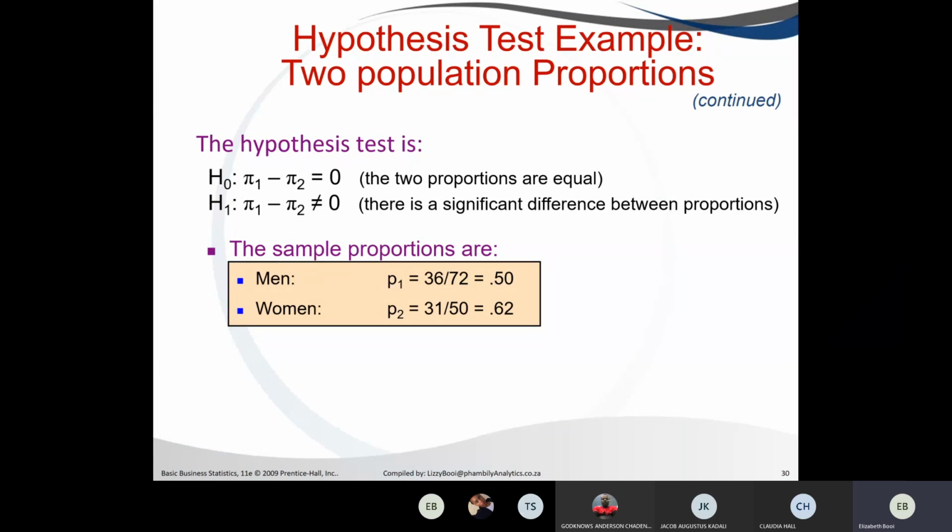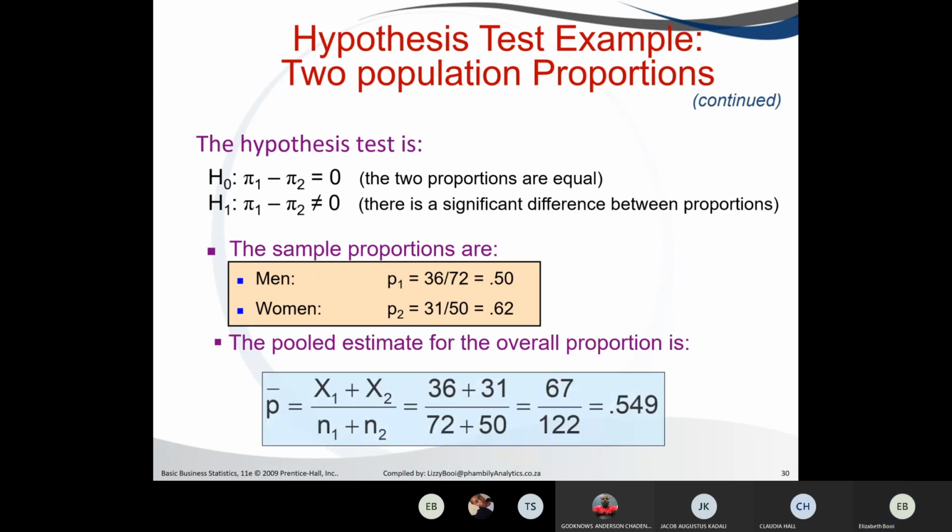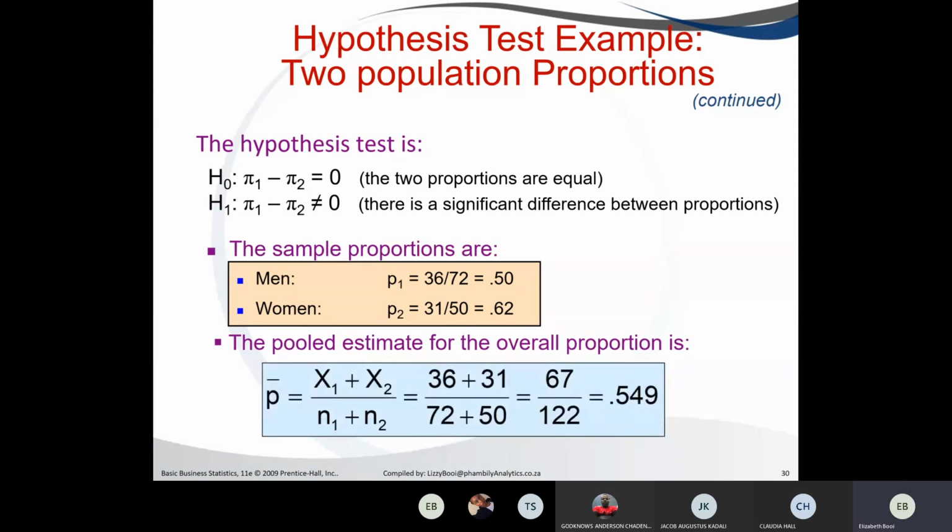And we know that we are given all those other things, and we can calculate also what we are missing. We are missing the sample proportion, which is 36 divided by 72, which gives us 0.50. And the proportion 2 for women is 31 divided by 50, which is equal to 0.62. We can also calculate our pooled estimate. Remember, we defined our X1 as 36, so it will be 36 plus 31 divided by 72 plus 50. And that gives us 0.54, and that is our pooled estimate.